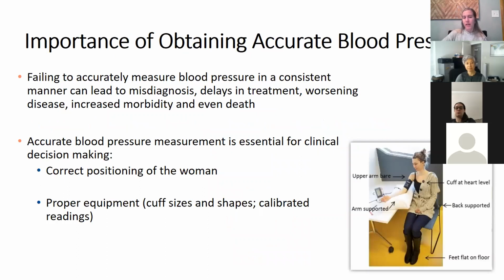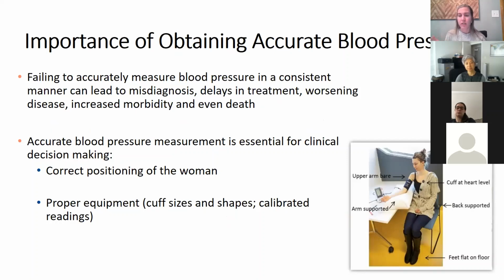So this is kind of that last objective that I talked about, making sure that we obtain an accurate blood pressure. Now, I'm not going to sit here and show you how to do it, right? Because you guys know how to get a blood pressure, but I do really want to emphasize that failing to accurately measure blood pressure in a consistent manner can lead to a misdiagnosis. So we could accidentally say that, okay, maybe someone's hypertensive. It could lead to a delay in treatment.